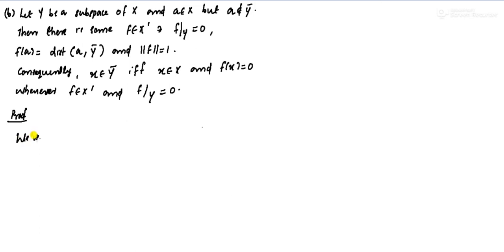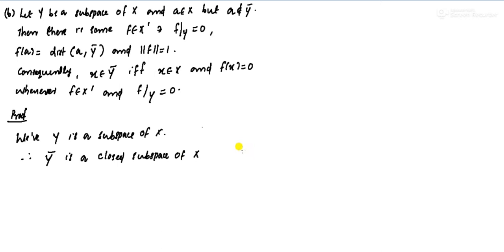We have Y is a subspace of X. Therefore, Y closure is a closed subspace of X. This is by Theorem 5.28, which implies that X over Y closure is a normed space with quotient norm.